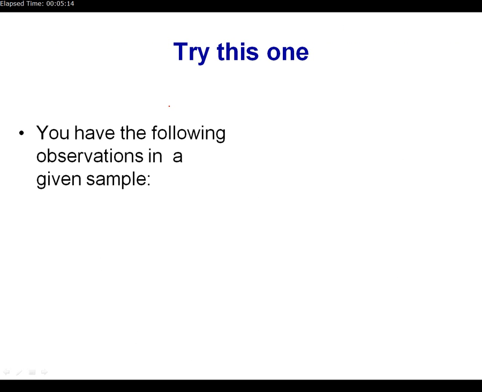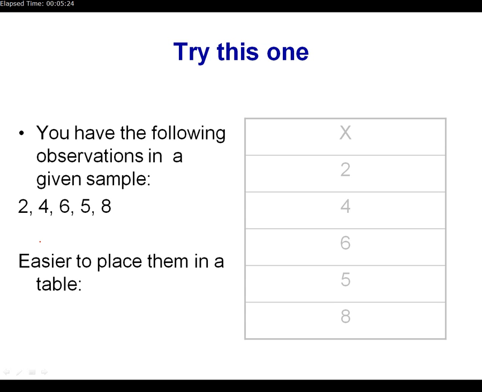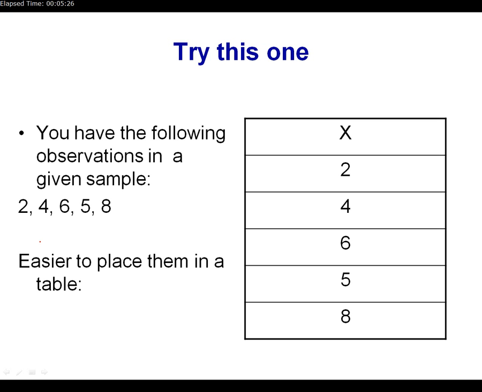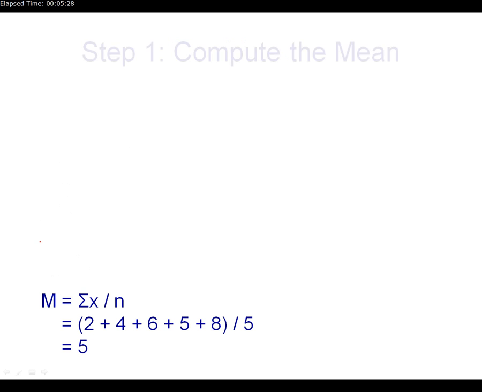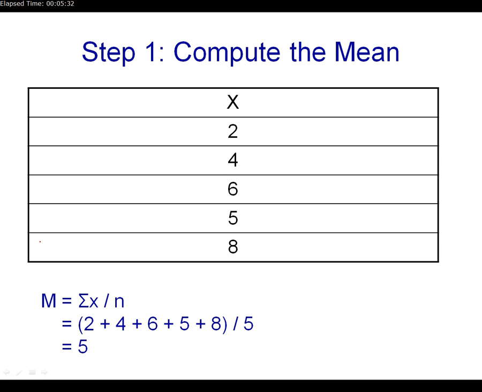You have the following observations in a given sample. Here's another one: 2, 4, 6, 5, and 8. And don't forget, we're not going to leave them on the line. We're going to place them in a table to make our life easy. So there they are in a table, and we're going to compute the mean. That's the first thing we do. So how do we compute the mean?